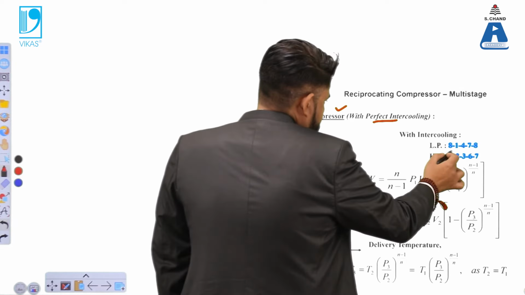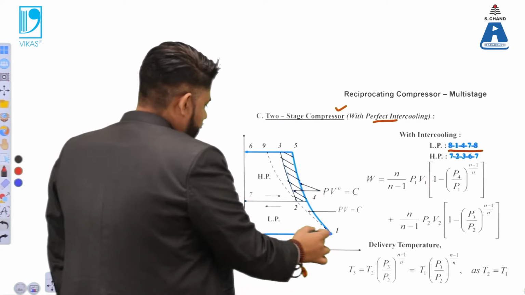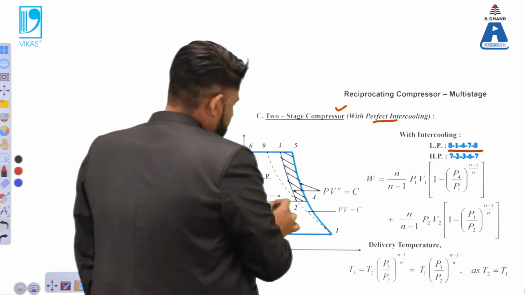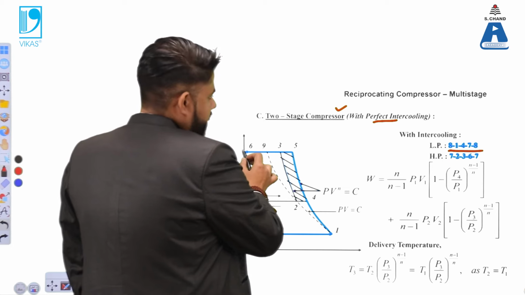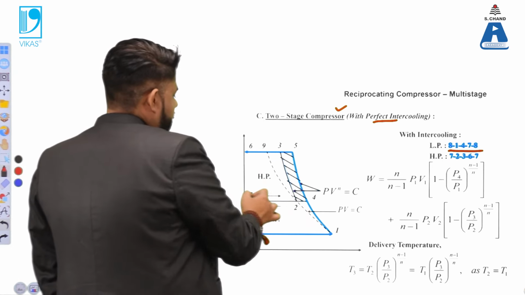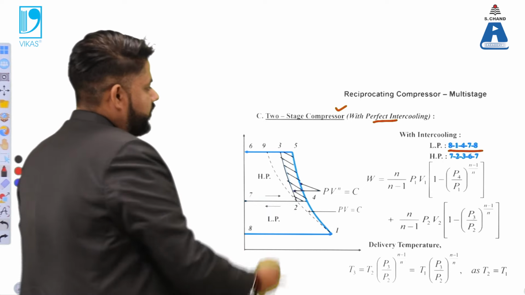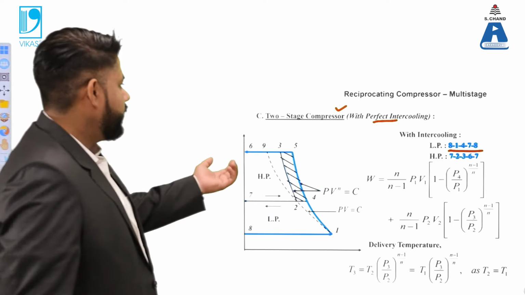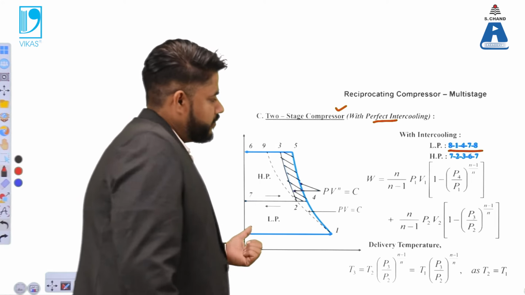Now for the perfect intercooling, which is this internal region, there are two cases. For the first case, and the second case is 7, 2, 3, 6, this one, this internal region. Earlier when there was no intercooling, the total region was covered. Now for perfect intercooling, the internal region is covered.